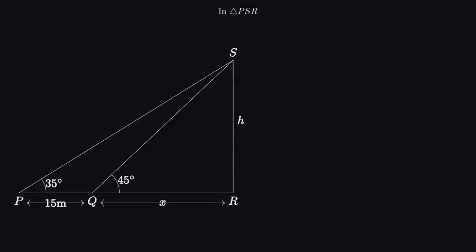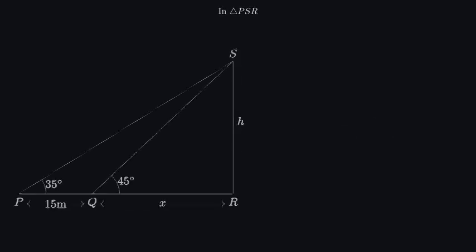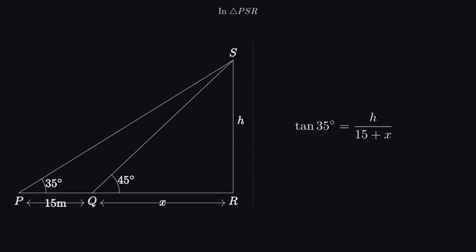Now use the larger triangle, PSR. In this triangle, the angle at P is 35 degrees. With respect to this angle, the opposite side is the same tower height, H, and the adjacent side is length of PR equals 15 plus X. So again, we use tangent. Now write the equation from triangle PSR. This gives our second equation.